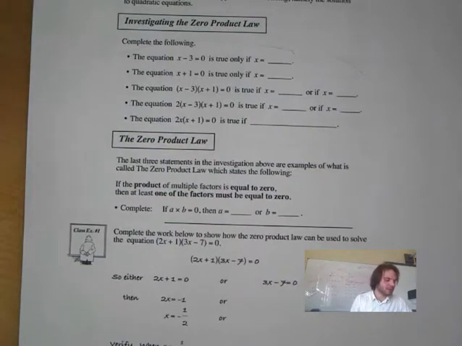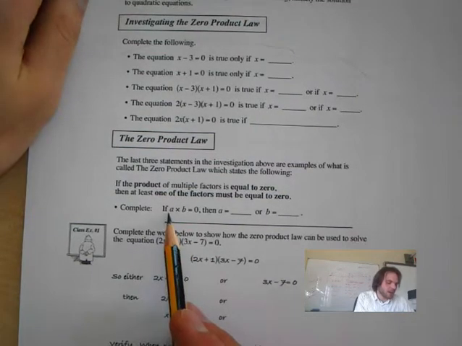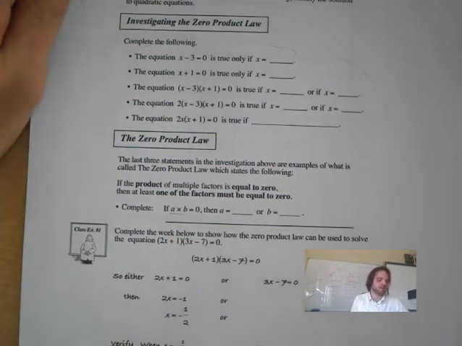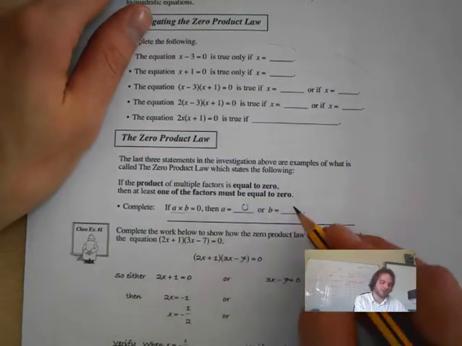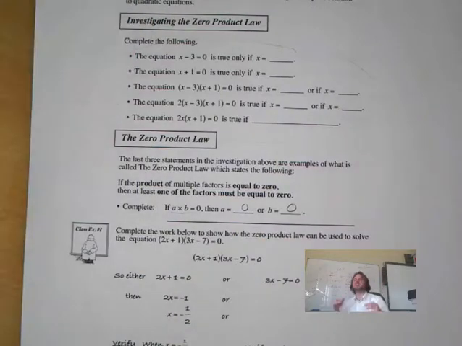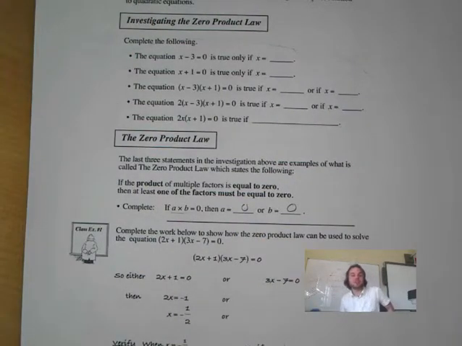this next step. When I say complete, if A times B is equal to 0, then A is equal to 0 or B is equal to 0. One of them must be equal to 0, because anything multiplied by 0 is equal to 0, right? So, let's take a look at this here.